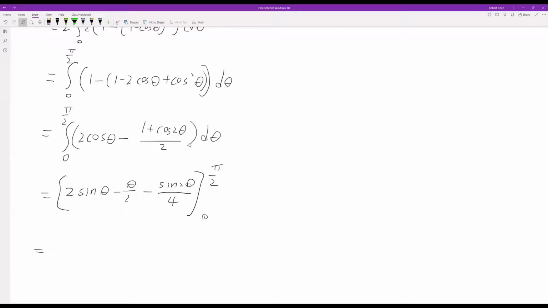All right, here we go. Sine of pi over 2 is 1, so that's a 2 minus pi over 4. Sine of 2 times pi over 2, sine of pi, that's 0. Right? Minus 2 sine 0, 0 minus 0 minus 0. All right, so it's 2 minus pi over 4. And that's our final answer.